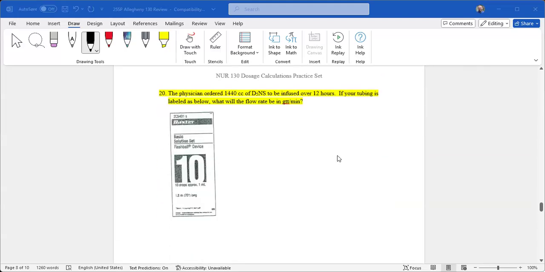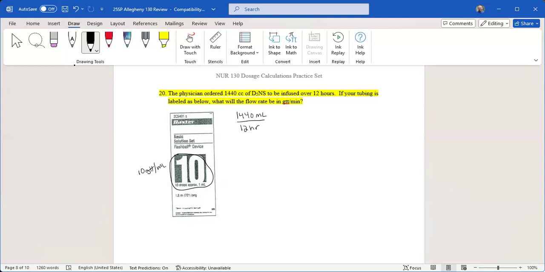So what is my flow rate? From what I know right now, I have 1440. It says CCs, but if you don't know, now you know, CC and ML mean exactly the same thing. So 1 CC equals 1 ML. So I'm just going to rewrite that as 1440 ML, and it's infusing over 12 hours. Then we have our drop factor. So we have this big number 10, and it tells us 10 drops per milliliter. So my drop factor is right over here, 10 GTT per ml.